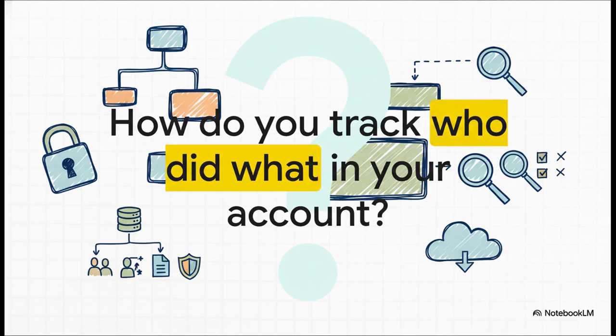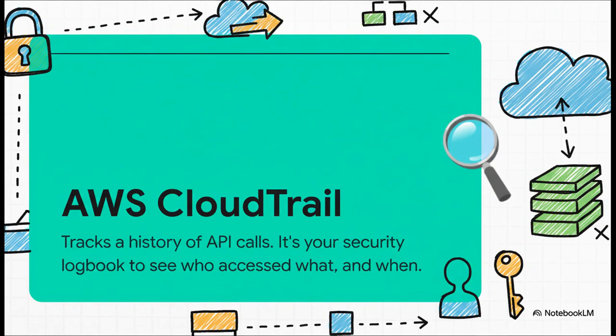You need a record. You need a paper trail. And that record is AWS CloudTrail. You can just think of it as the ultimate security logbook for your account. Every single API call, every action taken by any user or any service gets recorded. It gives you a complete audit trail for investigation and for compliance. It is an absolutely essential tool for accountability.